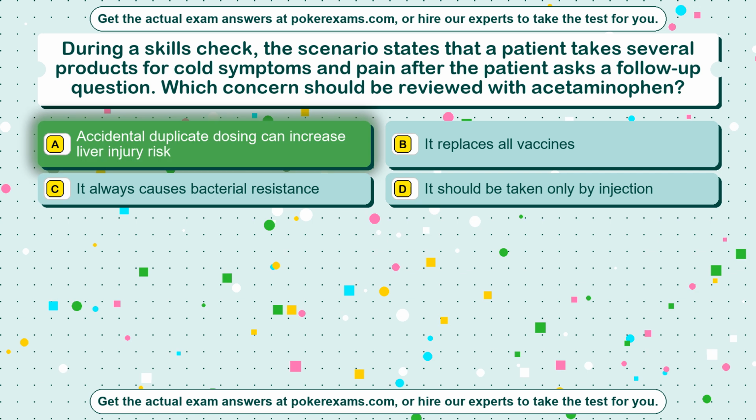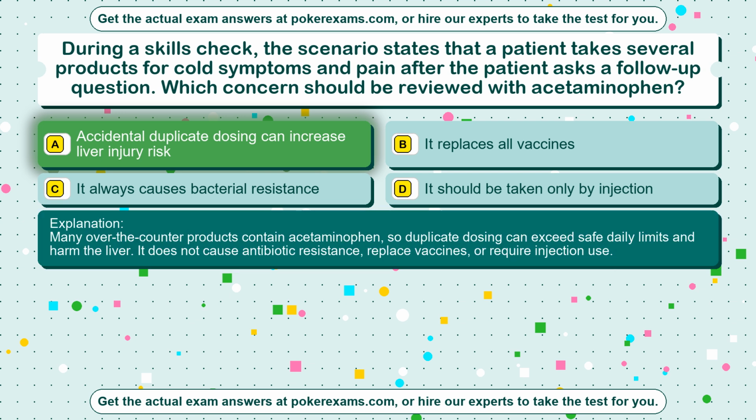The correct answer is option A. Accidental duplicate dosing can increase liver injury risk. Many over-the-counter products contain acetaminophen, so duplicate dosing can exceed safe daily limits and harm the liver. It does not cause antibiotic resistance, replace vaccines, or require injection use.